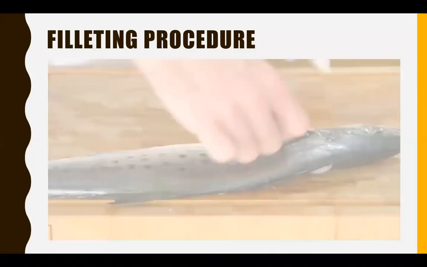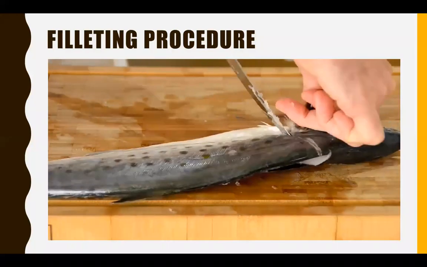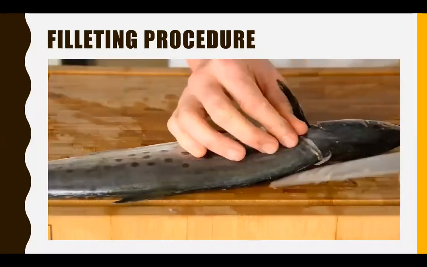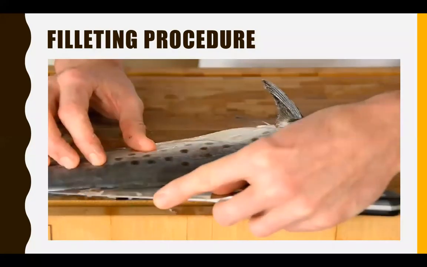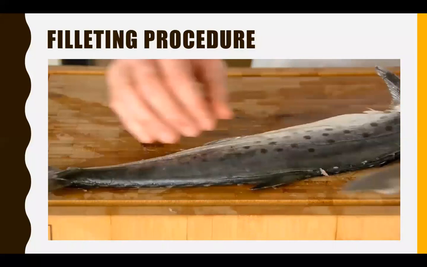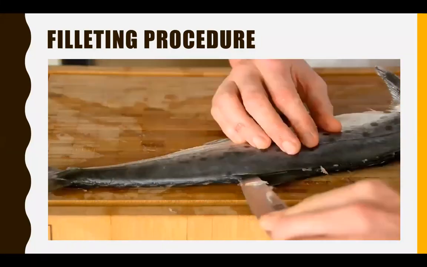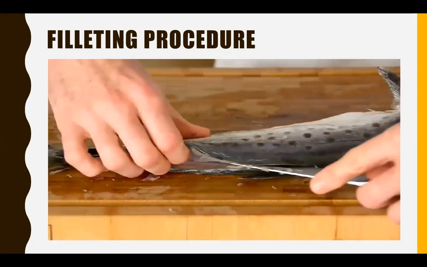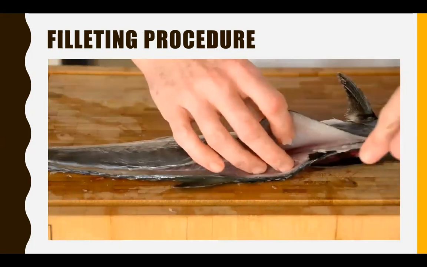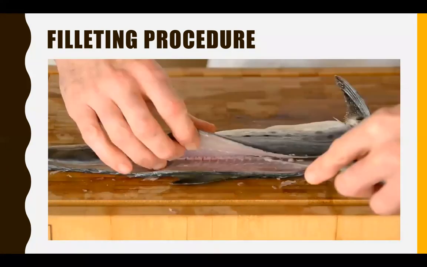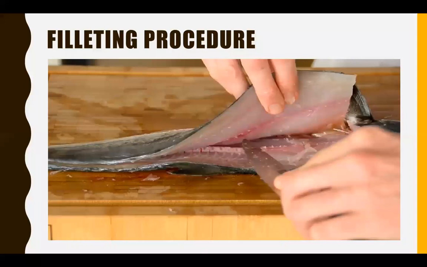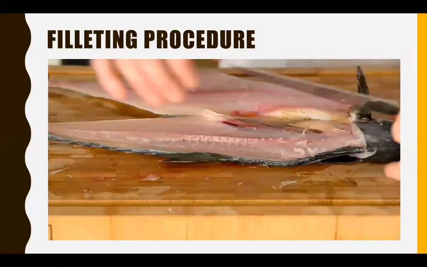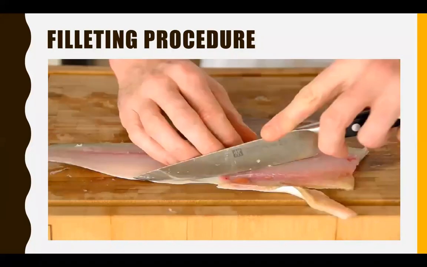Let's do the other side. Again, incision behind his ear, down to the bones, and very small incision along his spine, like so. Just let the knife do the work. That flesh will start to come away. Easy as that. And again, one more beautiful fillet.